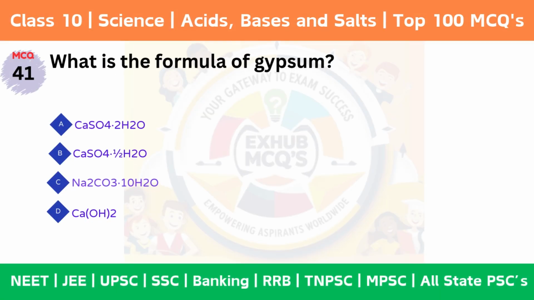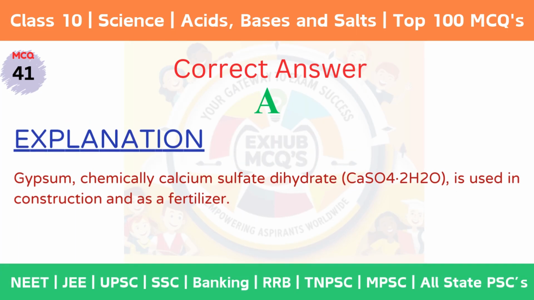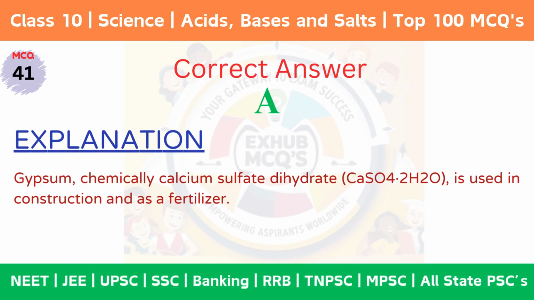MCQ 41. What is the formula of gypsum? Option A, CaSO4·2H2O. Option B, CaSO4·1/2H2O. Option C, Na2CO3. Option D, Ca(OH)2. The correct answer is option A, CaSO4·2H2O. Explanation. Gypsum is calcium sulfate dihydrate, CaSO4·2H2O. It is used in making plaster of Paris and as a soil conditioner in agriculture.